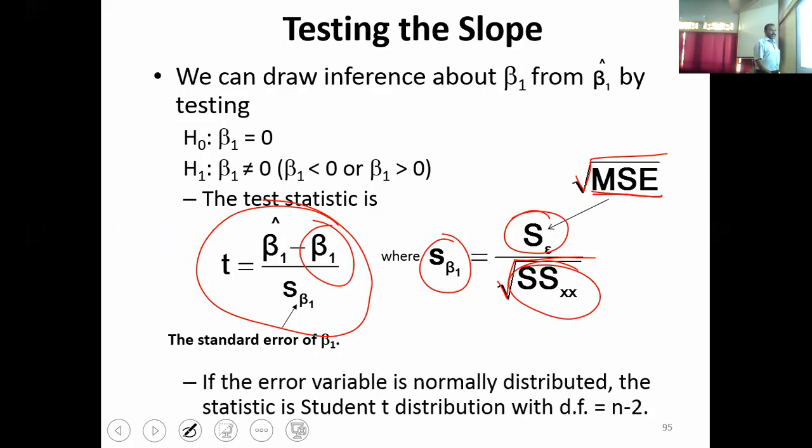But the degrees of freedom is the error degrees of freedom. Look at the ANOVA table. This is the error degrees of freedom we always use for looking at the T table, the T statistics. So for that you have the degrees of freedom n minus 2.